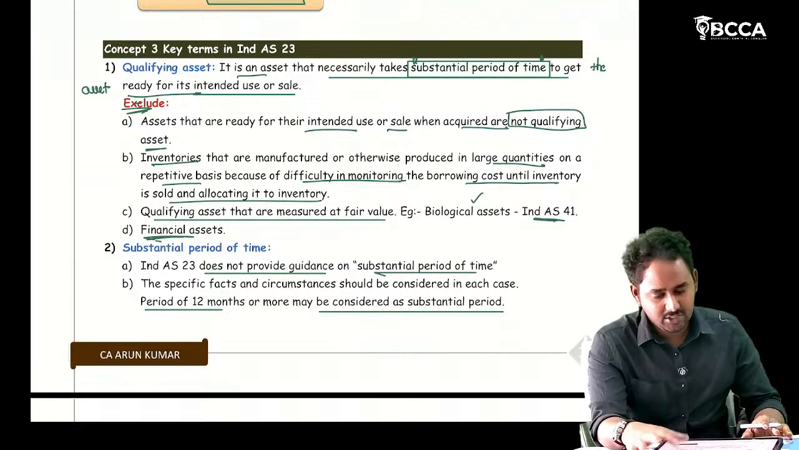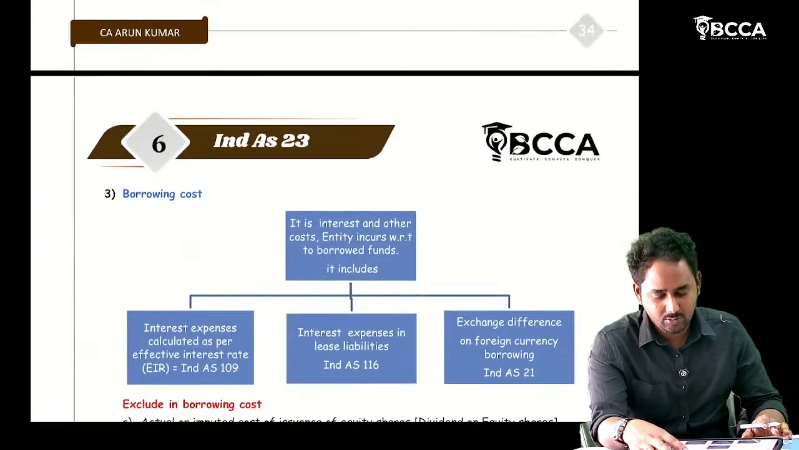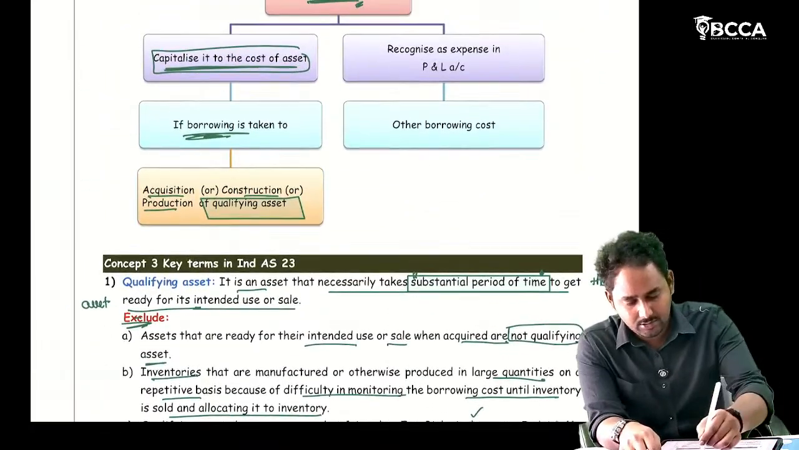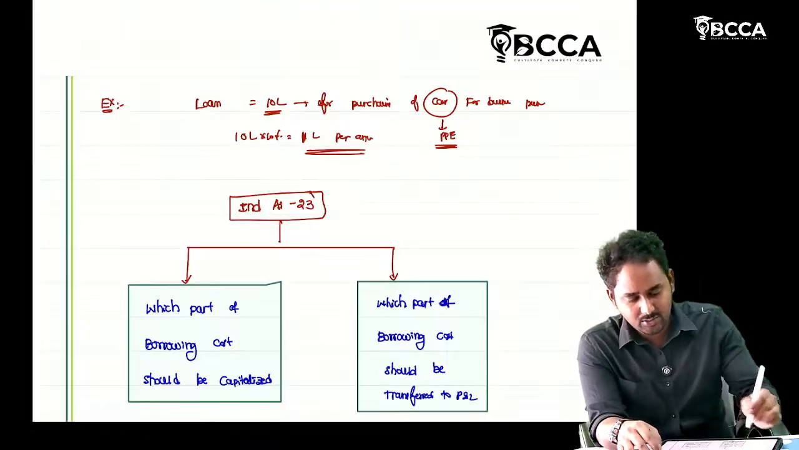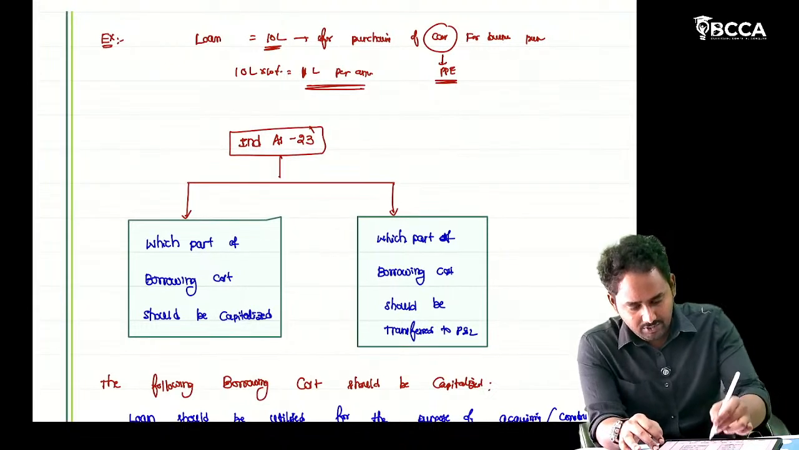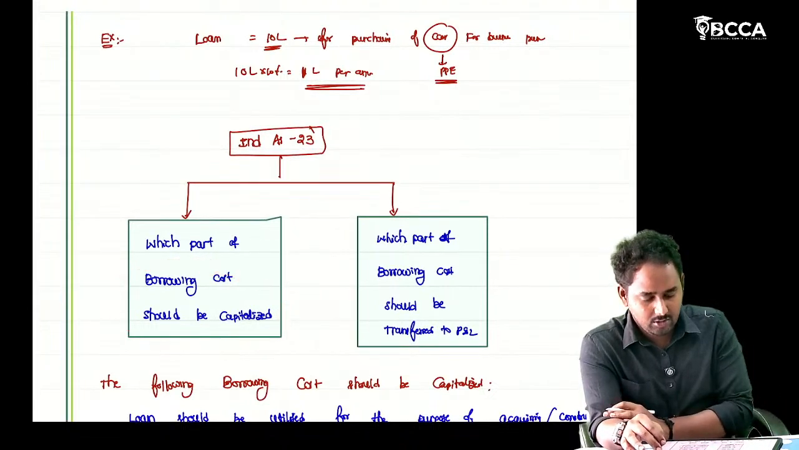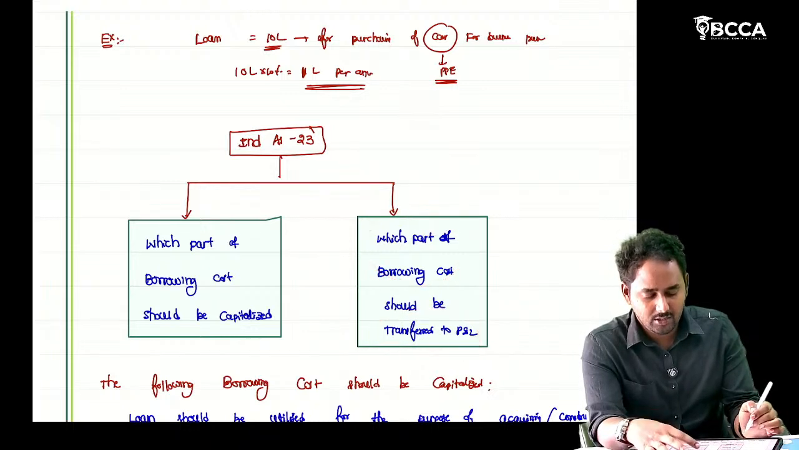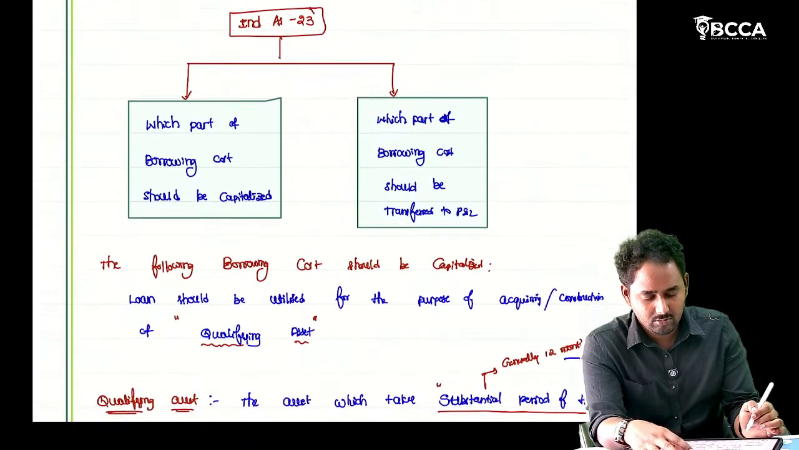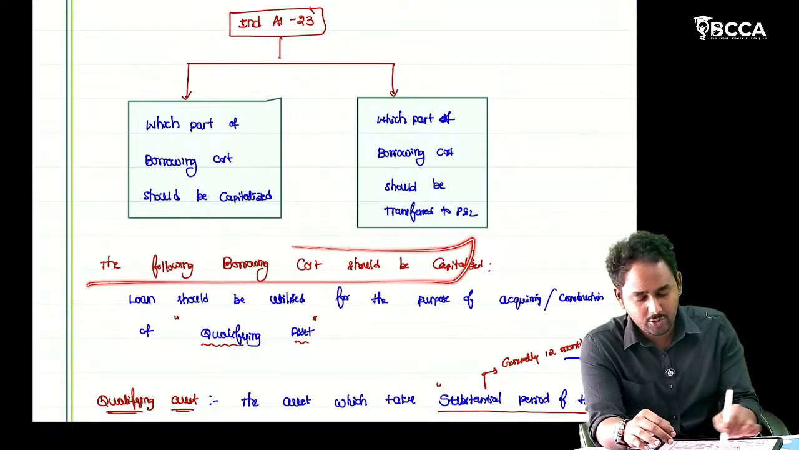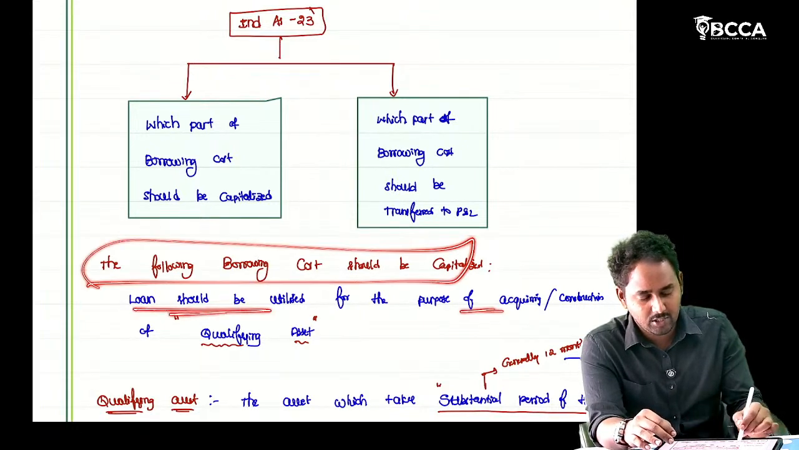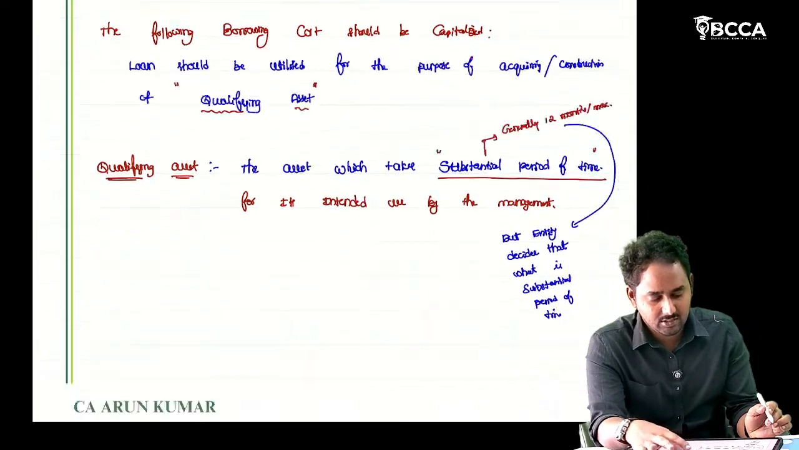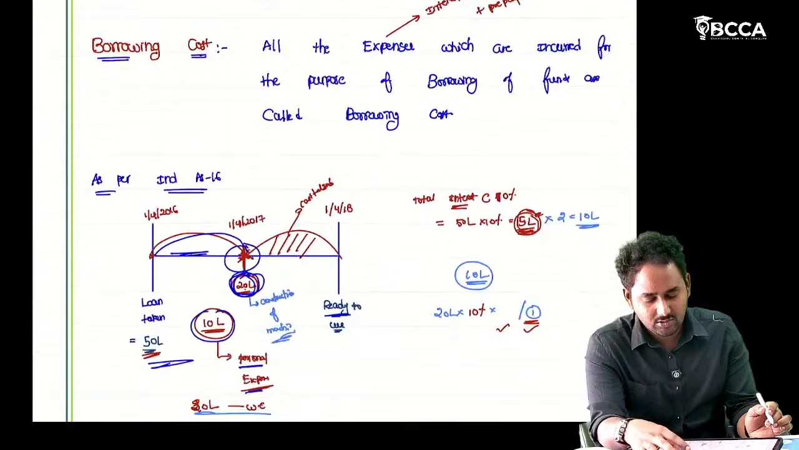Then what is the substantial period of time? I already discussed that. The main aspect of Ind AS 23 is which part of the borrowing cost should be capitalized and which part of the borrowing cost should be transferred to P&L. So the following borrowing cost should be capitalized. The loan amount should be utilized for the purpose of acquiring or constructing the qualifying asset.